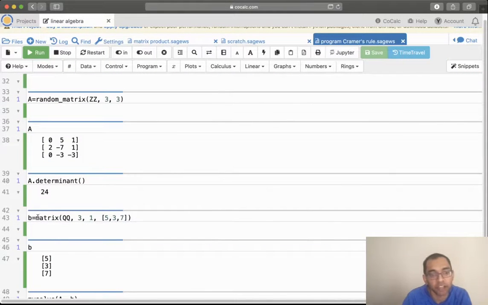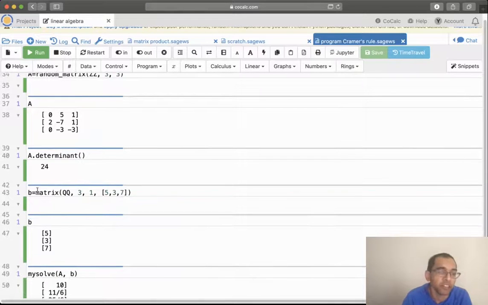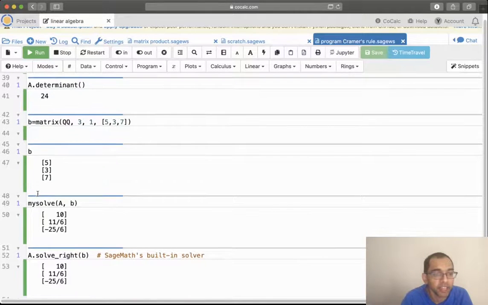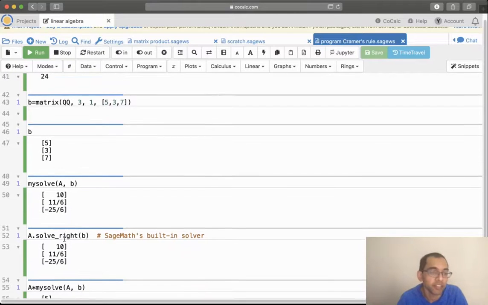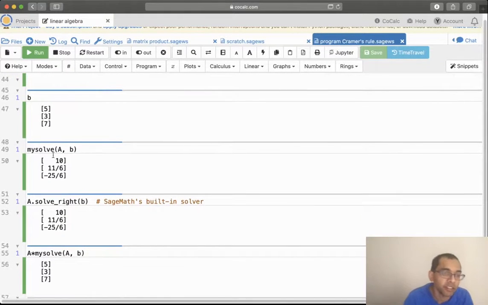Then I cooked up a column vector B, a specific one, but I could have chosen a random matrix. Okay, and then I apply my mySol function that I just wrote, and it gives some answer. And then I compare my answer to the one from the built-in solver that SageMath has. The syntax for using that is A solve right B, and that gives indeed the same answer.